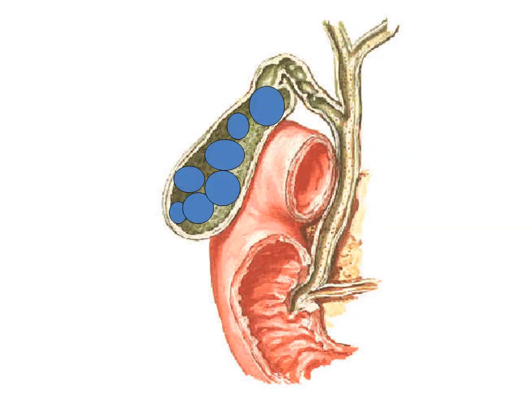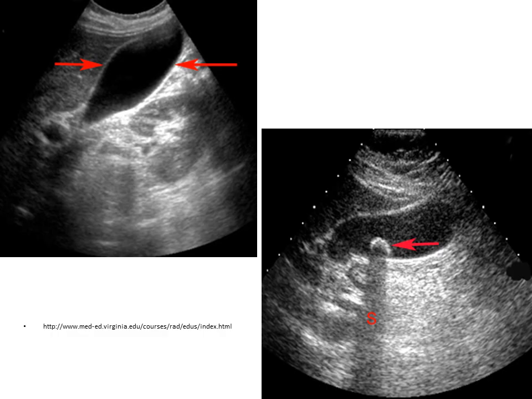Here, this is a picture showing that a stone can form inside the gallbladder and also can go down and block the ampulla of Vater, and even can pass through the pancreas and cause pancreatitis by blocking the pancreatic duct.